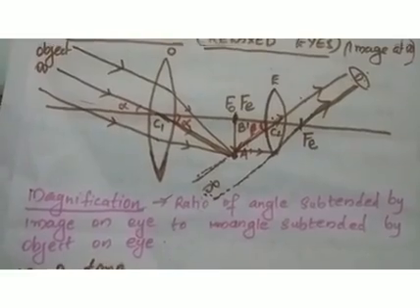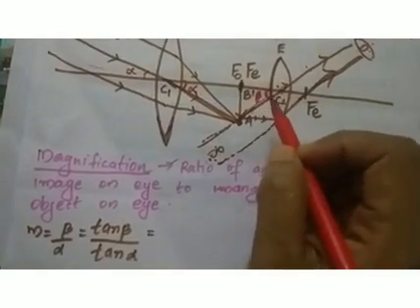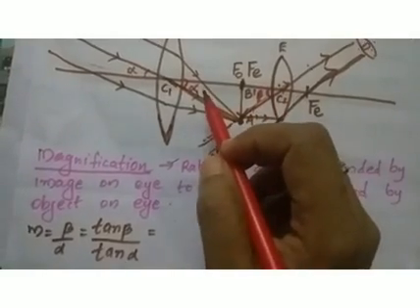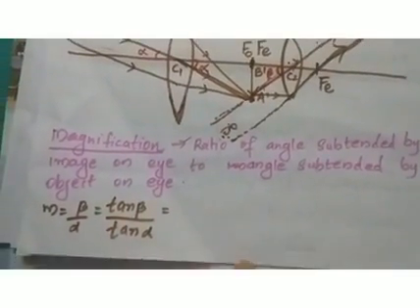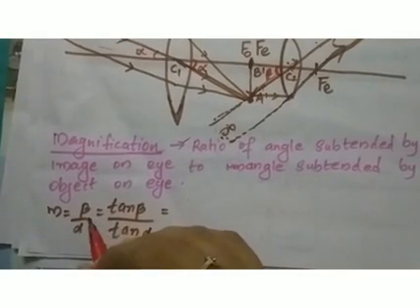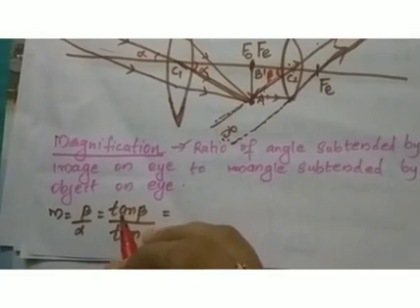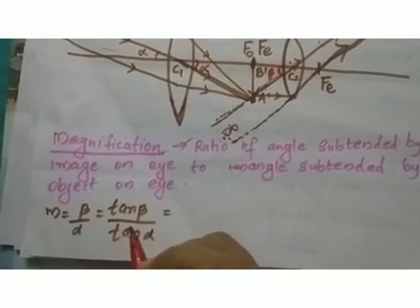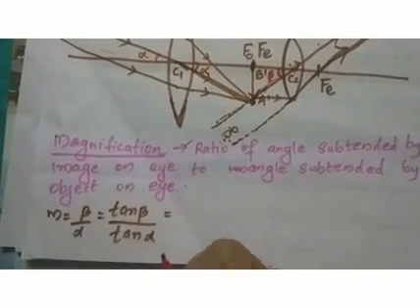And what is magnification? Magnification is beta by alpha, the angle subtended by the image on the eye divided by the angle subtended by the object on the eye. And since these angles are very, very small, we can apply the small angle approximation. So beta can be written as tan beta and alpha can be written as tan alpha. So beta by alpha is equal to tan beta by tan alpha.